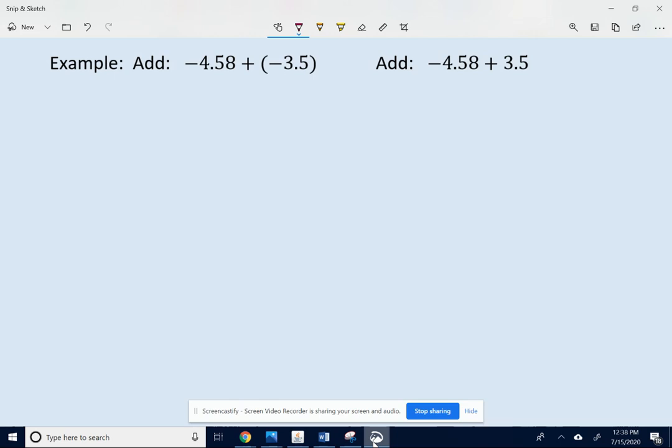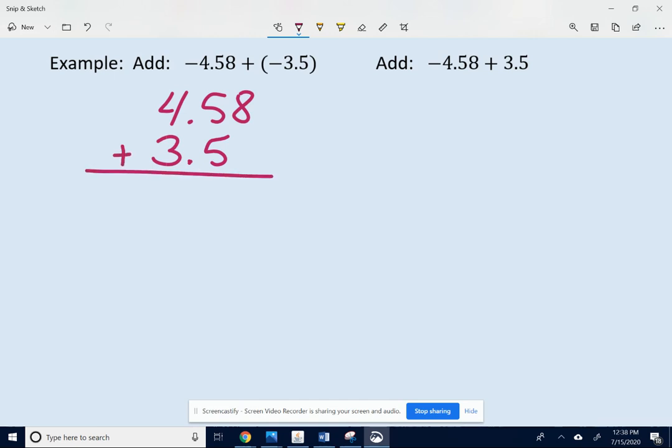Okay, so let's look at negative 4.58 plus a negative 3.5. Okay, first thing I'm noticing is that the signs are the same. Okay, if the signs are the same, I'm going to add them and keep the answer the same sign. So I'm going to add these and make sure the answer remains negative. Okay, so add as normal, but make sure the decimal points are lined up.